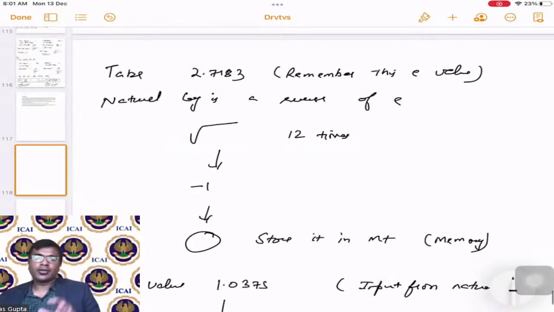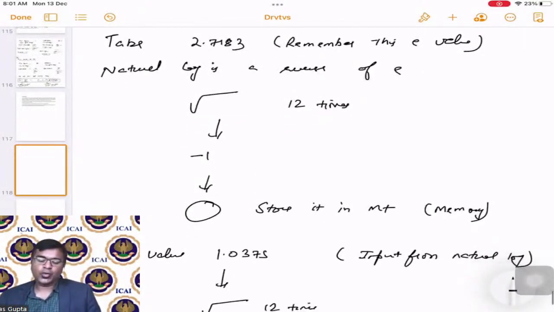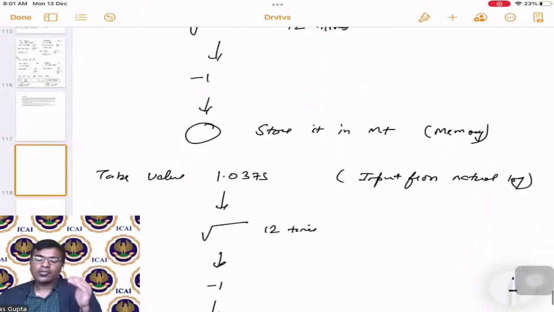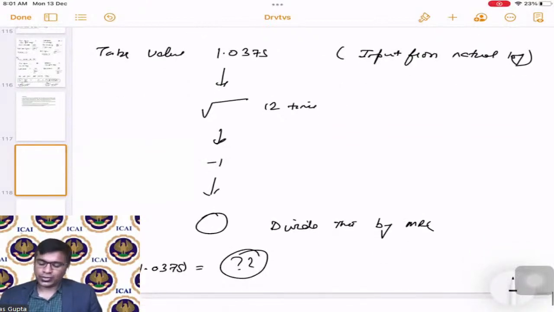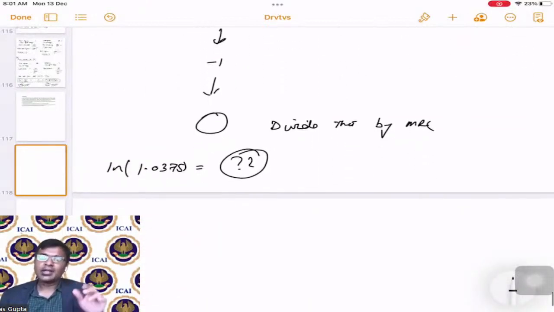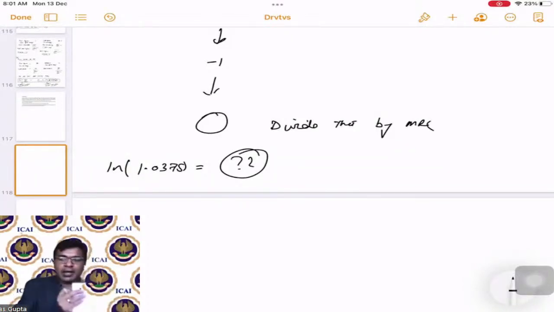We just do the same steps first with 2.7183, and whatever the final outcome is, store it in the memory. Then take the exact input for which you are going to do the natural log, do the same steps, and finally divide whatever the value is by the memory recall. So I'm skipping this part. The process is very clear.